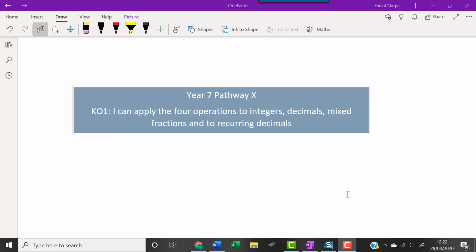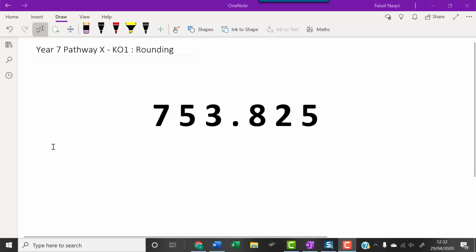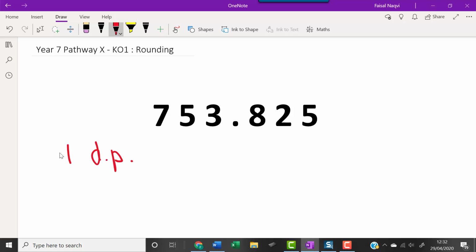Today we're going to take a look at KO1 for Year 7 Pathway X. In this example, I'm going to take a look at rounding to 1 decimal place. So before we do that, we've got to know, what does that mean?